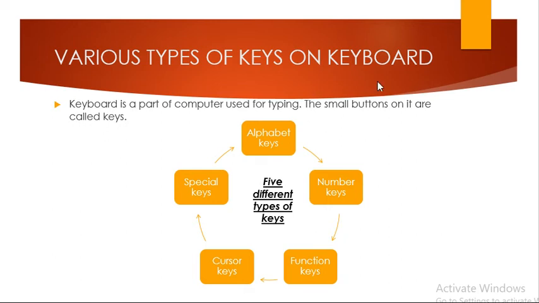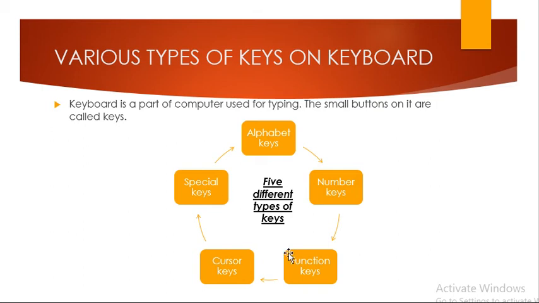Now, what is the meaning of keyboard? Keyboard is a part of computer used for typing. The small buttons on it are called keys. As we know, keyboard is a type of input device, which is used for inputting the information into the computer for processing. So for this purpose, a keyboard is used, and it is used for typing. The small buttons we can see, there will be so many buttons on that particular device. Those are called keys.